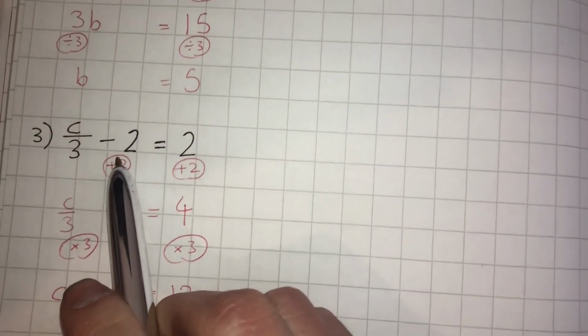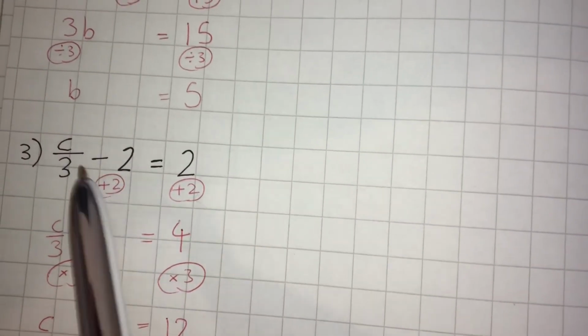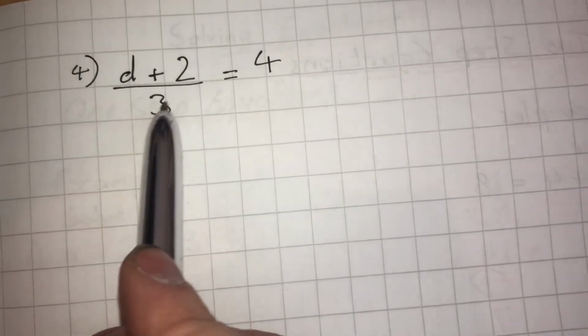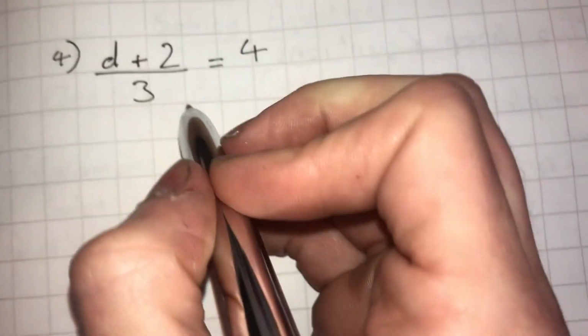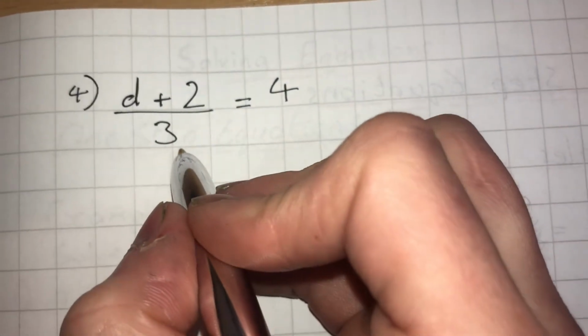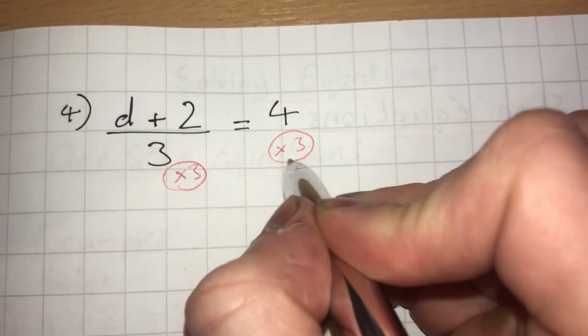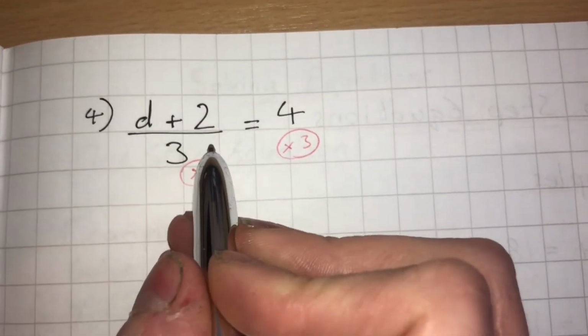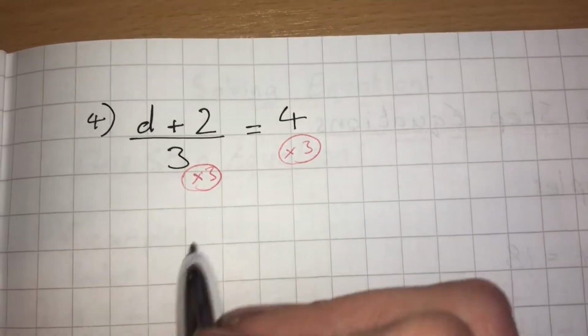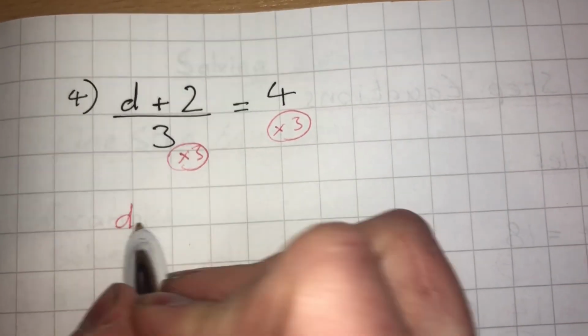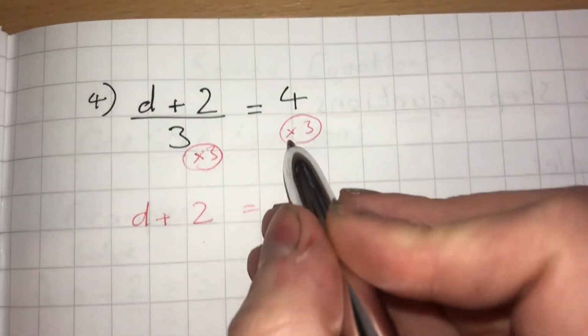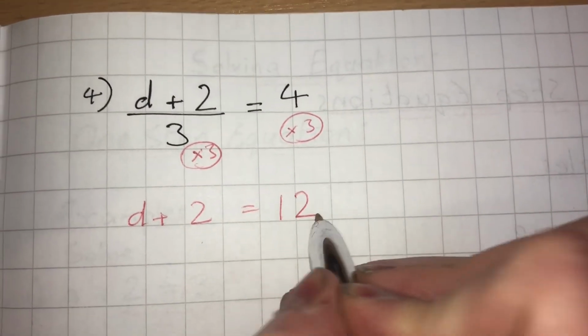So unlike this question, okay, just see the difference in the way they are written. Instead of get rid of the minus 2 first, which we did here because it was the last thing, we're going to get rid of the divide by 3. So we get rid of the divide by 3 first. So you divide by 3, we multiply by 3. And we do the same on the right hand side also. Okay, so d plus 2 divided by 3 times 3 gets rid of that 3 in the bottom. So I'm left with d plus 2 equals 4 times 3, which is 12.